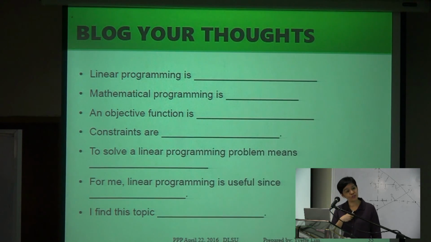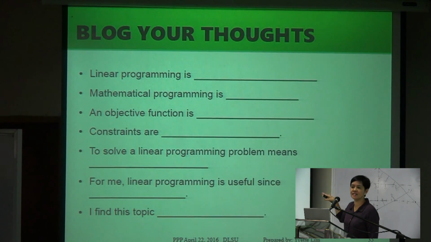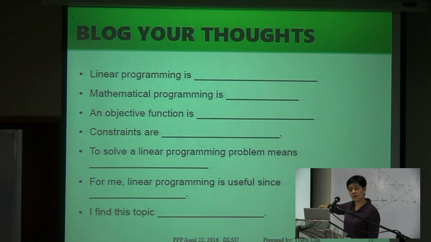And then, we also ask them to share their thoughts, especially since my students are from liberal arts. They really like this. Now, these are just guide questions. Linear programming is blank. Mathematical programming is blank. An objective function is blank. Constraints are blank. To solve a linear programming problem means blank. For me, linear programming is useful since blank. I find this topic blank.